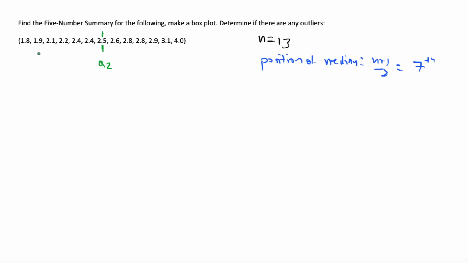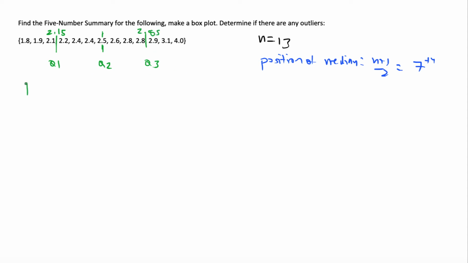Similarly, we want to find the median of the lower half, just of these 6 values. We know that the median will be somewhere in between the 3rd and the 4th value here. So Q1 is going to be 2.15. And then Q3 is going to be halfway between the 3rd and the 4th value out of these 6. So then Q3 will be 2.85. Just add these two together and divide by 2.